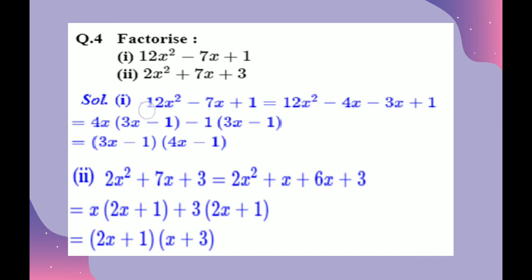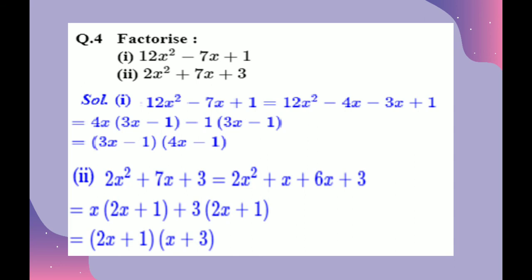So 12x square minus 7x plus 1 is equal to 12x square minus 4x minus 3x plus 1. Now from 12x square and minus 4x we will take common 4x. Now within bracket what is left? 3x minus 1 is left, and then from minus 3x plus 1 we take common minus 1. So within bracket what is left? 3x minus 1. Now our factors are 3x minus 1 and 4x minus 1.